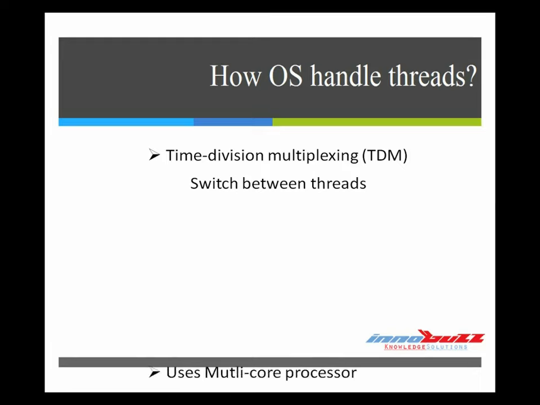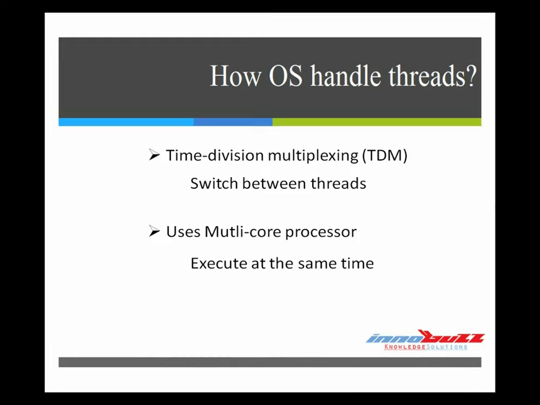On a multiprocessor computer, the threads actually run parallelly at the same time. So this means that all threads have their own processor that executes the process. In modern operating systems, both ways are supported.